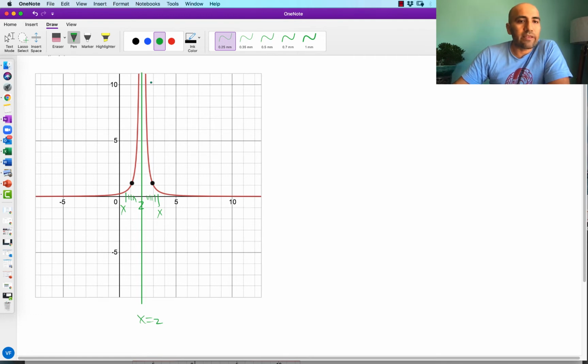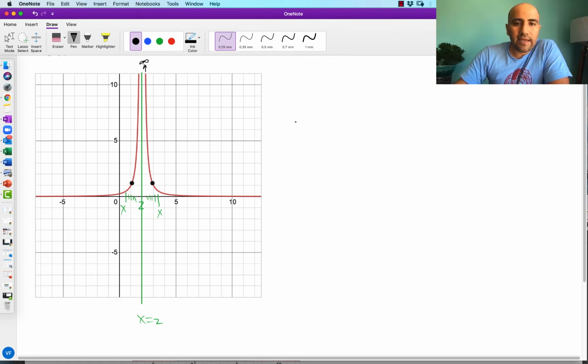It grows toward infinity. This direction grows toward infinity. It gets infinitely large. No matter how big of a number you choose, I can always think of a number that's so close to 2, so infinitely close to 2, that its output value will be bigger than any number you can think of. Right? That's what that means, that it's going toward infinity.